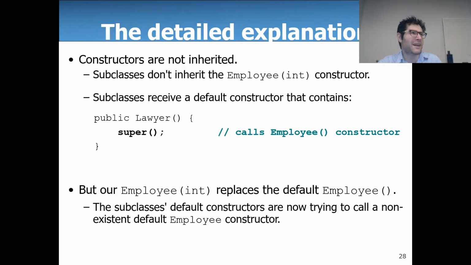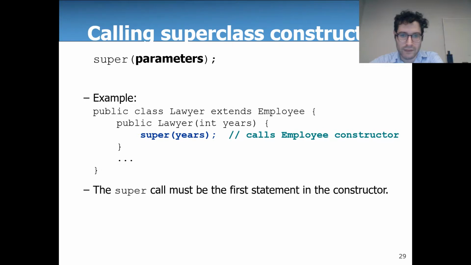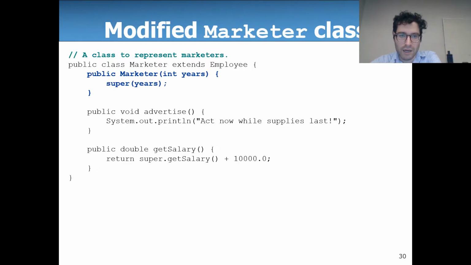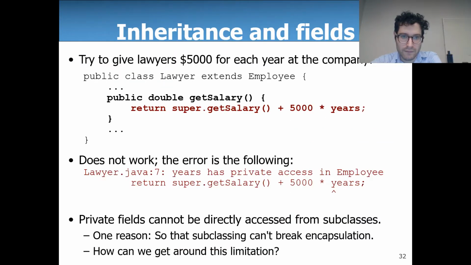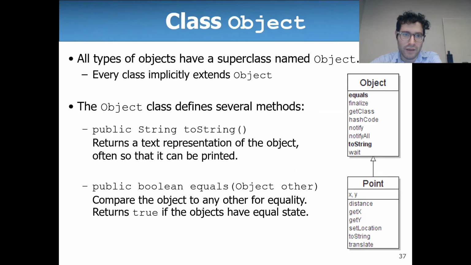That makes sense to everybody so far? So it's trying to call a constructor that doesn't exist. So once you add a constructor with parameters in the superclass, you need to add constructors with parameters in the subclass. So that's all we really need for this.